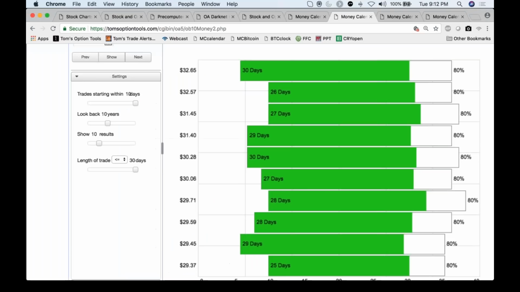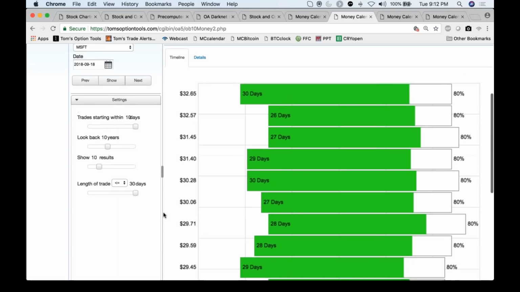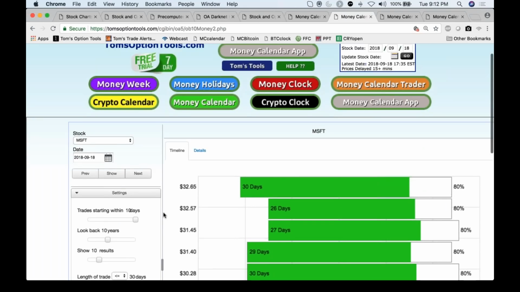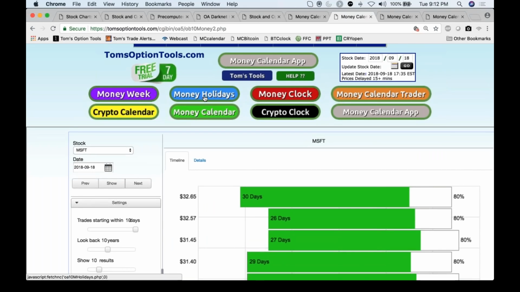That's the Money Calendar application that we have that resides right on Tom's Option Tools. We have Money Holidays. We have one that looks at weeklies, and it'll look at the best trades happening for that particular week.